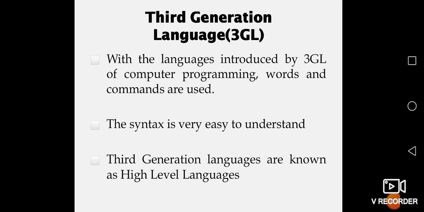And the third generation language, actually here in a computer program, words and commands are used. The syntax is given. Syntax means a structure. You would have seen the semicolon, colon, and brackets used in a syntax, and it is called a high level language. The third generation language is only called a high level language.